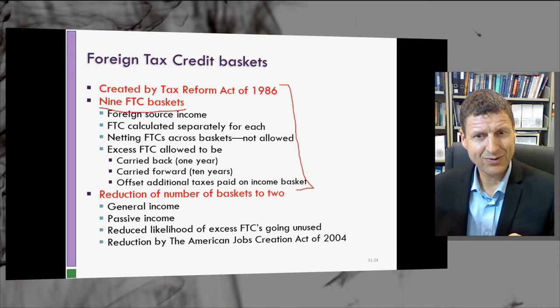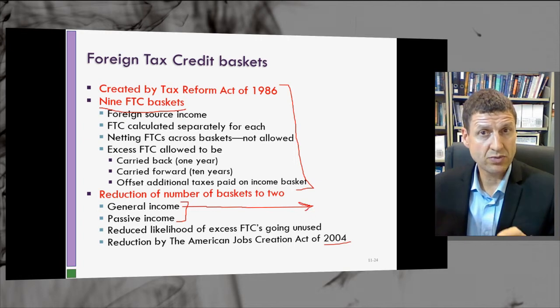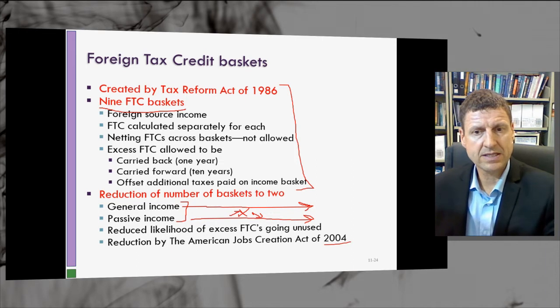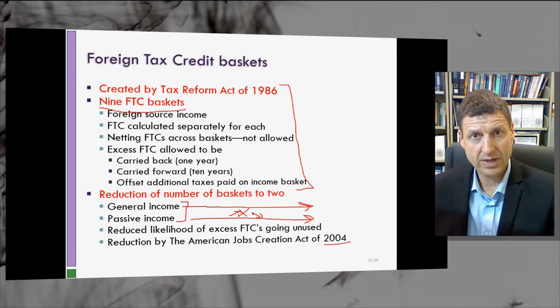They simplified that, of course, by 2004. Basically, there are 2 baskets, general income and passive income. So you can carry forward 10 years or back 1 year anything to do with general income earned by your foreign overseas branch office. You can do the same with passive income, but you cannot mix and match the two. Okay, you cannot do that. You can only carry forward or backwards general income. You cannot offset against passive income, and you can carry that forward and backwards.